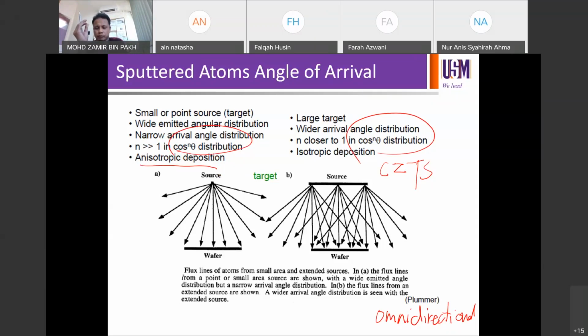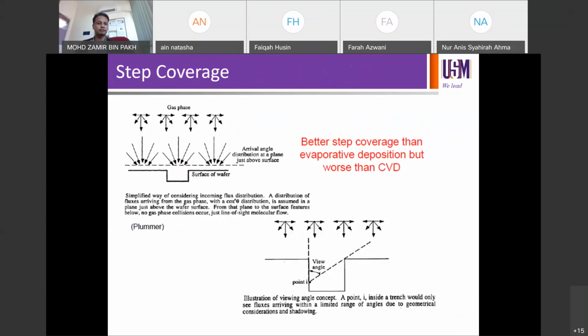If you have a small target or small point, it's going to be a little bit anisotropic, even though it has some level of omnidirectionality. If you use multiple pockets, on the other hand, it is more isotropic, so it's more multi-directional. We learned about etching earlier: anisotropic and isotropic, where aniso is coming pretty much from one direction, and iso is coming from all directions. So large targets or multiple pockets are more omnidirectional in nature compared to a single target, right? Better step coverage than evaporative deposition, but worse than CVD.